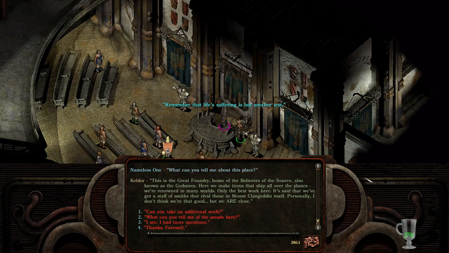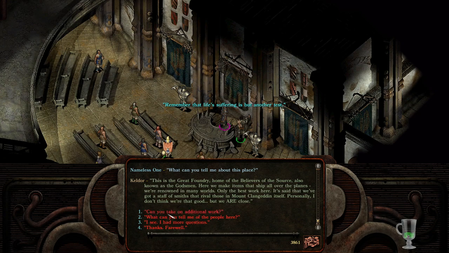What can you tell me about this place? This is the Great Foundry, home of the Believers of the Source, also known as the Godsmen. Here we make items that ship all over the plains. We're renowned in many worlds. Only the best work here. It's said that we've got a staff of smiths that rival those in the Clangedian itself. Personally, I don't think we're that good, but we are close.